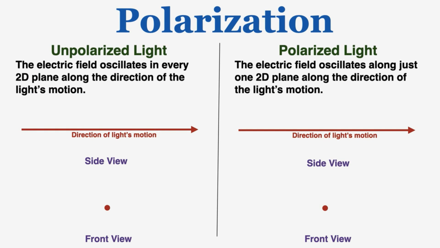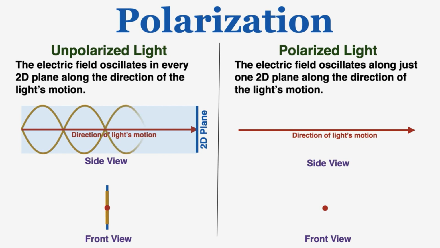To understand polarization, you need to understand the difference between polarized and unpolarized light. In unpolarized light, the electric field oscillates in every 2D plane along the direction of the light's motion. As an example, the red arrow I've drawn on the left shows light moving to the right. If I place a two-dimensional surface along that line, if the light is unpolarized, I know that no matter what direction that 2D plane exists in, there's definitely an oscillation of an electric field along that plane.